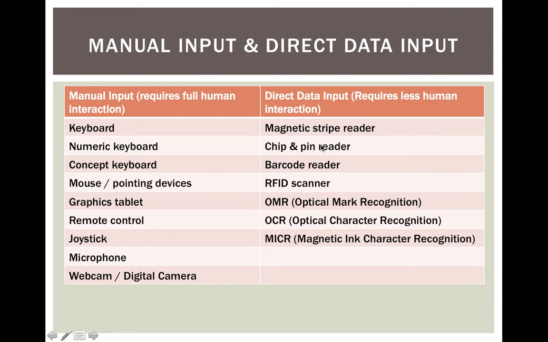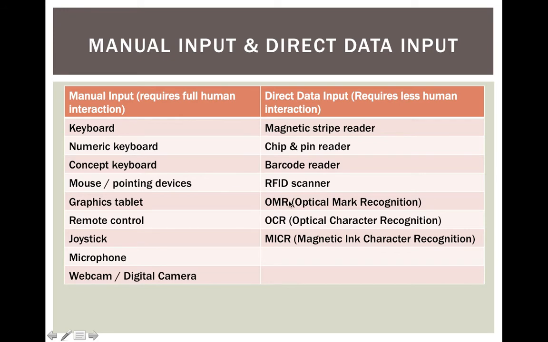The chip reader part of the chip and pin reader, as I was saying, the pin section is actually a numeric keyboard, but the chip section where it reads the data chip, so all you do is put your card into the reader and then type in your pin and the chip is read by the reader. Barcode readers, barcode scanners. RFID stands for Radio Frequency Identification Device. We will cover that later on.